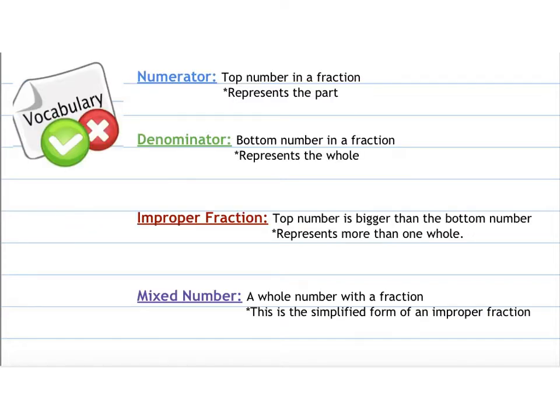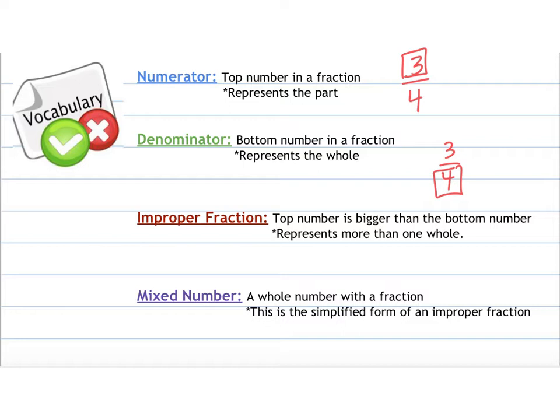Okay, so we have some vocab here that we need to have written down. So please make sure that you have all of the words with the definitions written down in your notebook. The numerator, that's the top number in a fraction, represents the part. So if we had 3/4, the 3 is the numerator. The denominator, that's the bottom number in a fraction, and it represents the whole, how much it's out of. So again, in 3/4, the denominator would be 4.